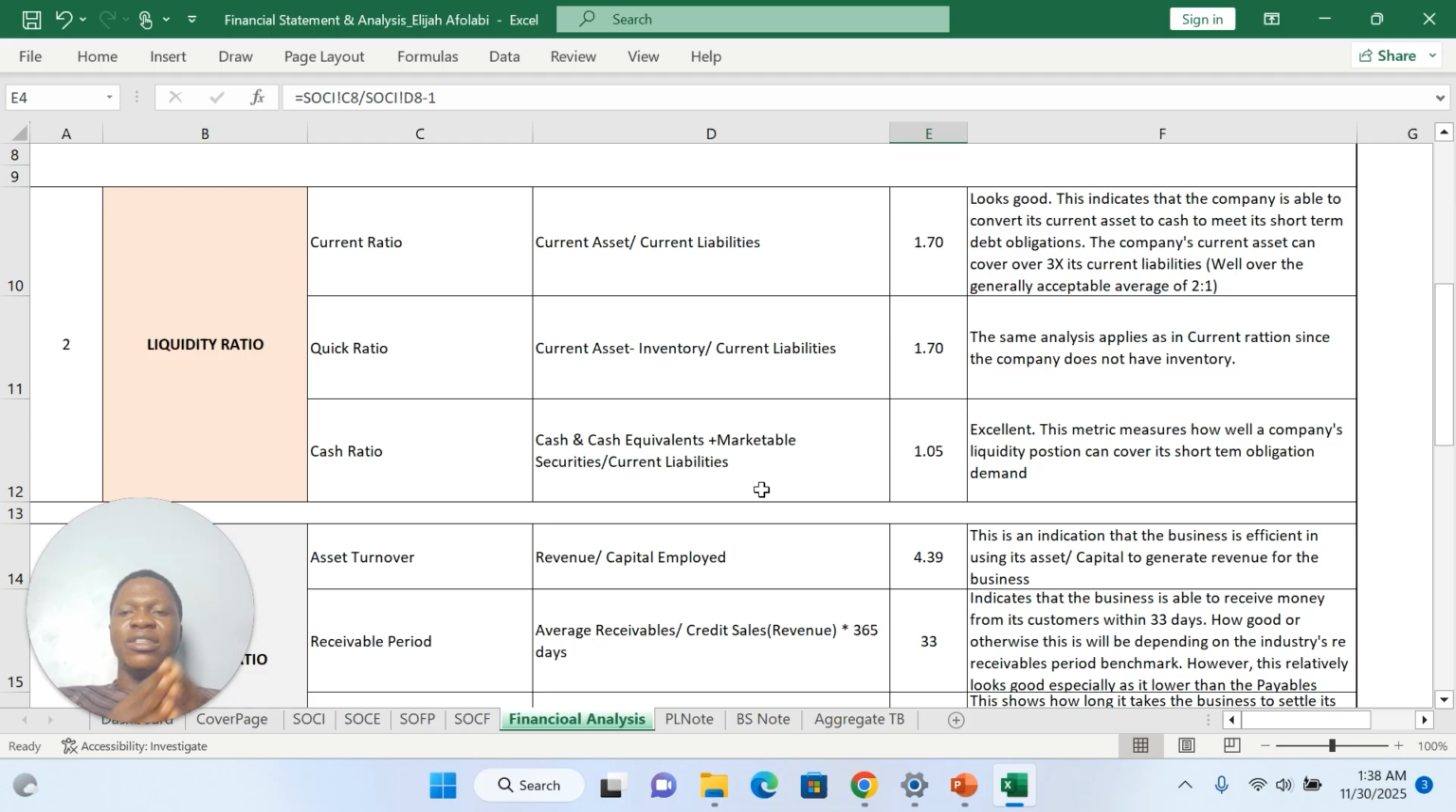So you have learned profitability ratios and liquidity ratios. As we proceed, we will move on to other ratios as well, and you will learn them and be able to apply and interpret them in your business situation.